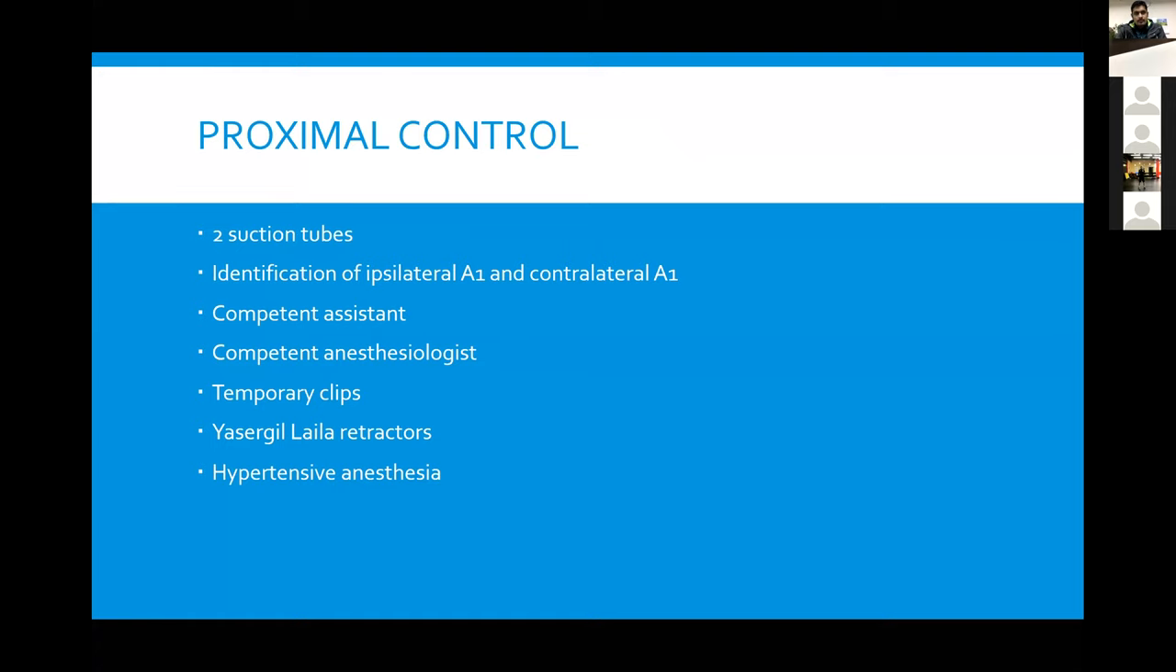When dealing with a ruptured aneurysm, the most important thing is to get proximal control before rupture. As long as you get proximal control before you get to the aneurysm, the surgery is very easy. I always prepare two suction tubes. I identify the ipsilateral and contralateral A1 first. A competent assistant is very important because he is your third hand when premature rupture occurs. A competent anesthesiologist is needed to elevate the blood pressure. Temporary clips are available, and I always use Leyla retractors.